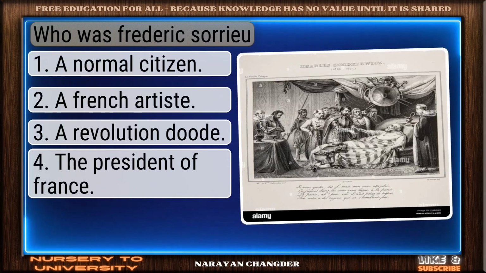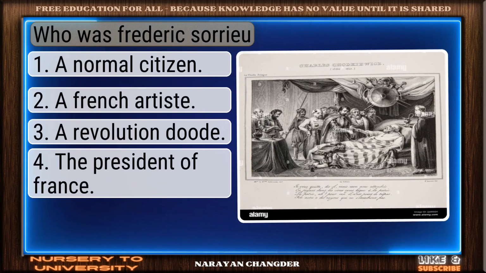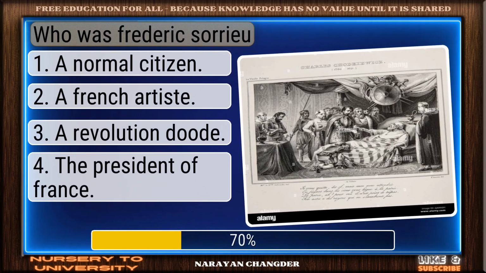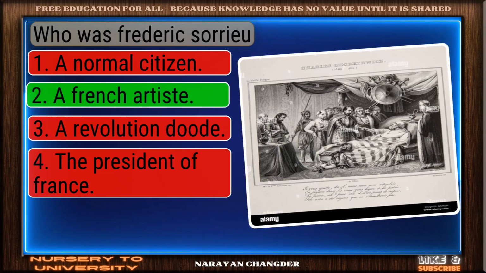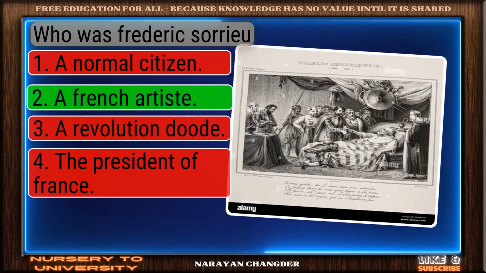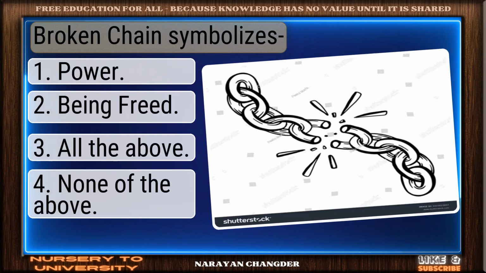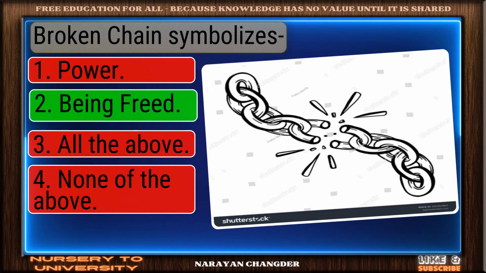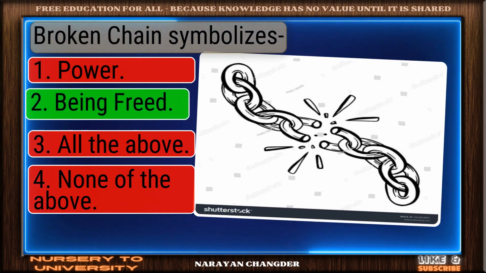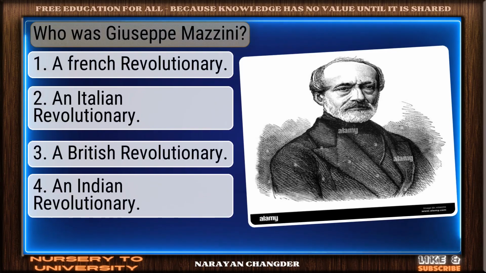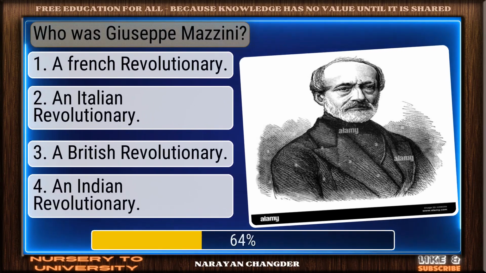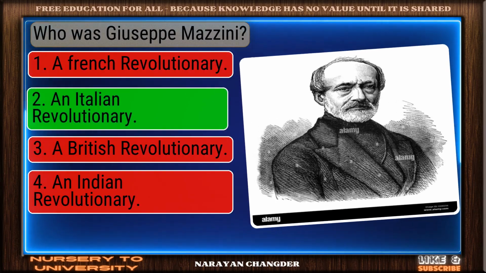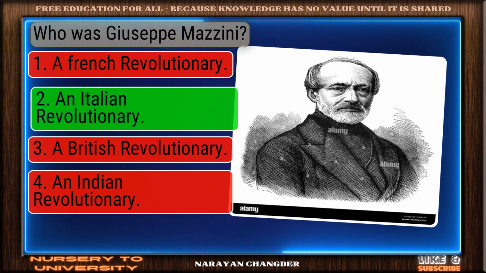Correct. Who was Frédéric Sorrieu? Solid response. A French artist is valid. Broken chain symbolizes. You're right. Being freed is correct. Who was Giuseppe Mazzini? Perfect. An Italian revolutionary is the one.